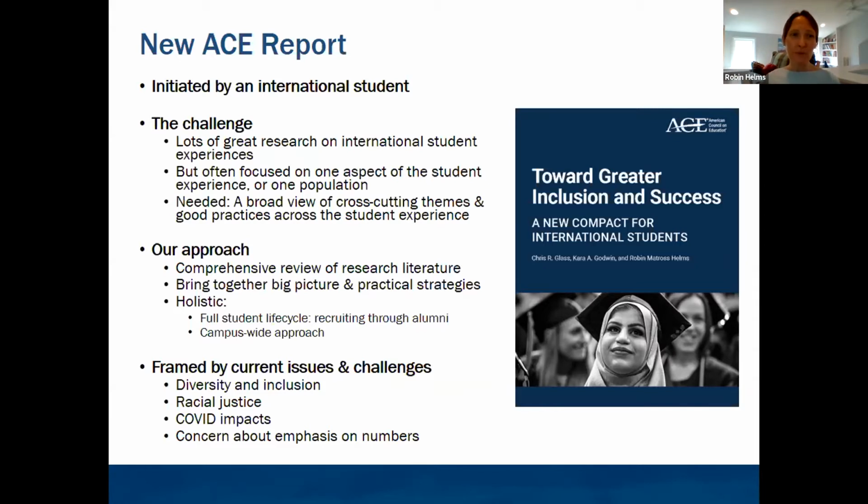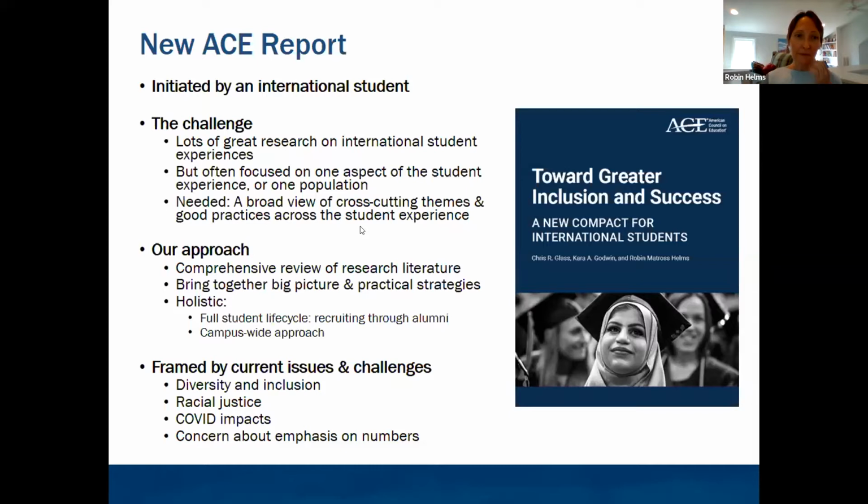So our approach in this project was to do a comprehensive review of the research literature and bring together the big picture. So again, these key themes that are really underpinning all aspects of the international student experience, with practical strategies. So looking at what works for campuses and what's really leading to greater inclusion and success for students. And our approach was holistic. So we're looking at the full student life cycle, including actually that recruiting stage, all the way through their time on campus and then through when they're alumni. And we propose a campus-wide approach. So recognizing that international student success is not the purview of one particular office or one particular staff member, but it really requires a commitment by the entire institution.